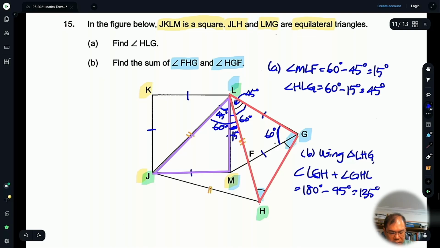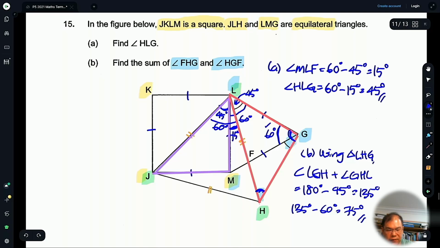Basically, I'm finding the sum of this angle here and this angle here. But the sum of these two angles includes the 60 degrees here, so I have to take away 60 degrees. 135 minus 60 is 75, and this is exactly what we want to find. This will be the leftover. Basically I take away this angle here. So the answer is 75 degrees.